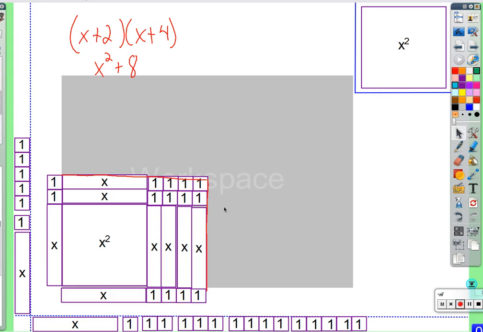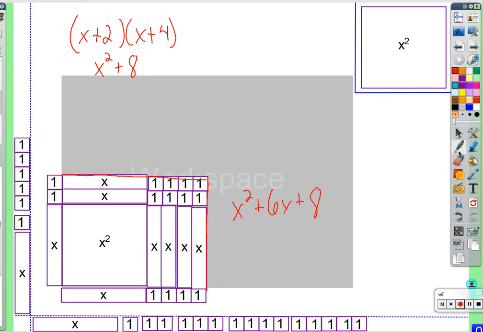So let's write it out. Let's write out what we have in this rectangle first, collecting like terms as we go. So how many x squareds do we have? 1 x squared. Okay, plus, how many x's do we have? 6 of them. 4 times x plus 2 times x, 6x, plus 2 times 4 is 8. Okay. So this visual should show you that everything from this guy, x plus 2, must be multiplied by everything in this guy, x plus 4. Everything from here has got to get multiplied by everything in there if we're going to get the right product.